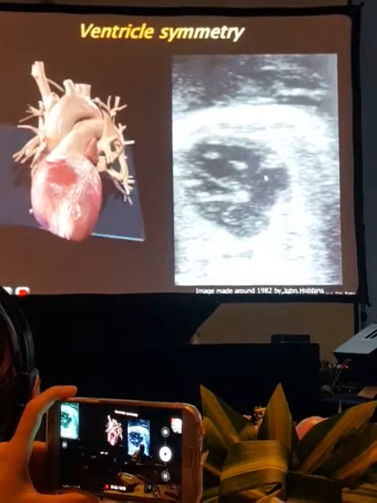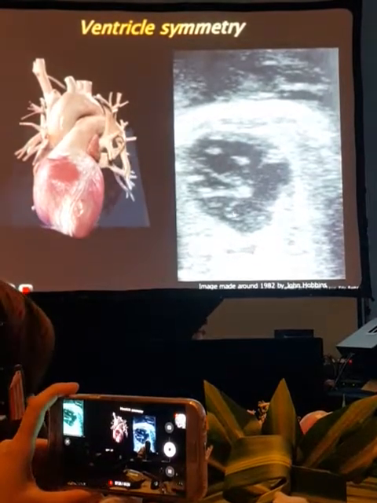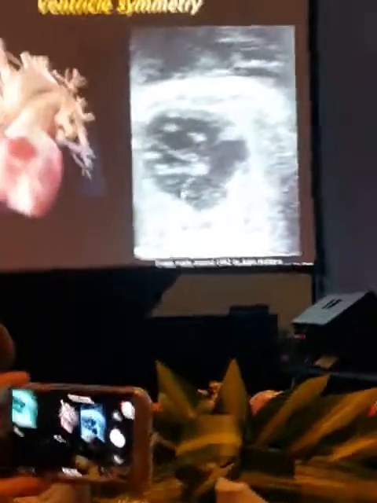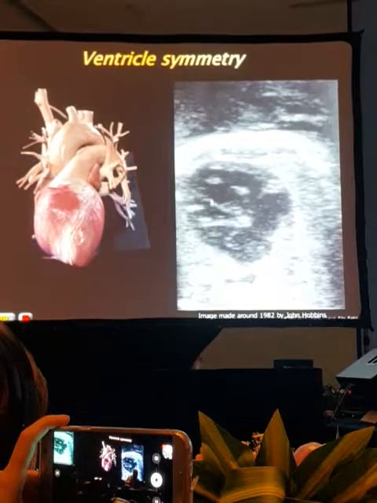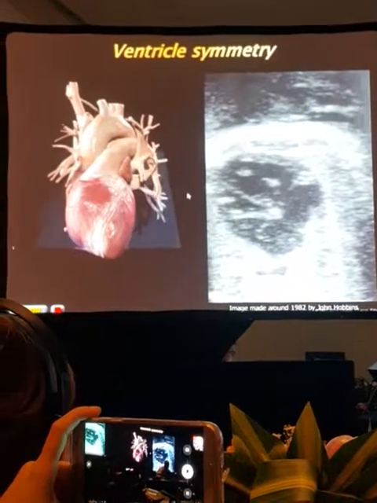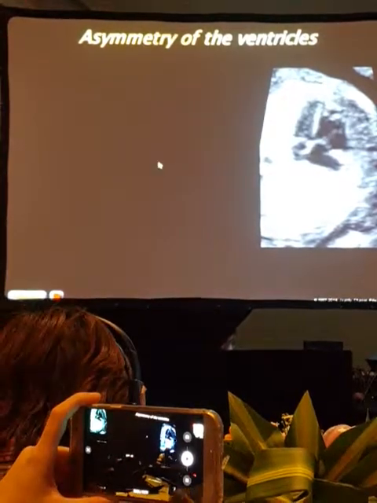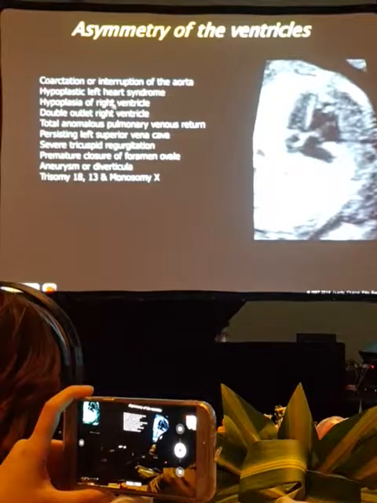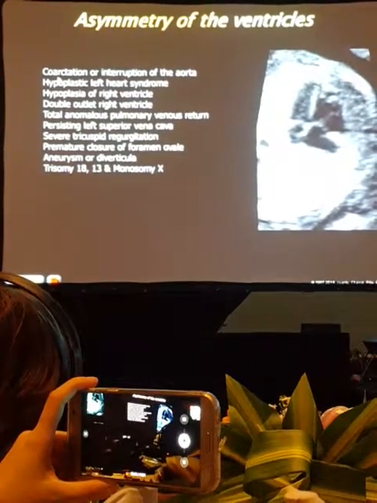Now, in 1982, we didn't know that having the AV valves at the same level was a sign of atrioventricular septal defect, which is, of course, a big indicator of trisomy 18. But now we know that. But in 1982, this is the only thing we knew. So if you see an asymmetry like this, there's a long list of differential diagnoses for causes of that. But by far the most common here is coarctation of the aorta.